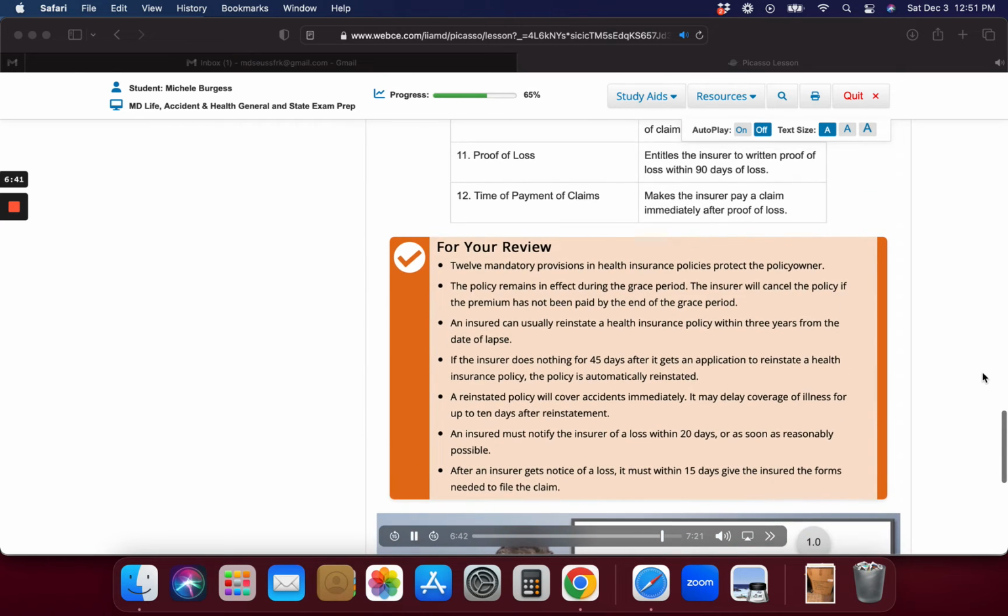If the insurer does nothing for 45 days after it gets an application to reinstate a health insurance policy, the policy is automatically reinstated. A reinstated policy will cover accidents immediately. It may delay coverage of illness for up to 10 days after reinstatement. An insured must notify the insurer of a loss within 20 days, or as soon as reasonably possible. After an insurer gets notice of a loss, it must within 15 days give the insured the forms needed to file the claim.